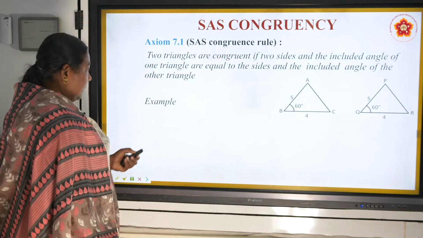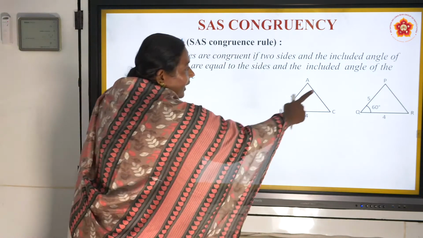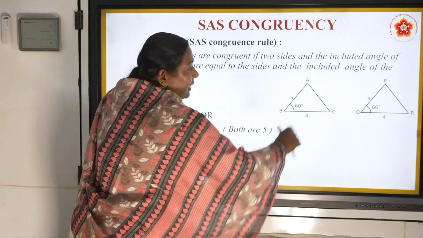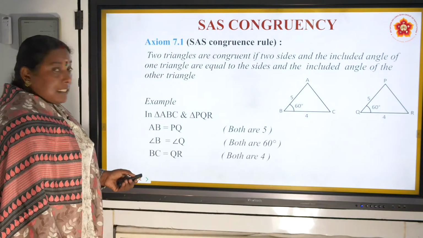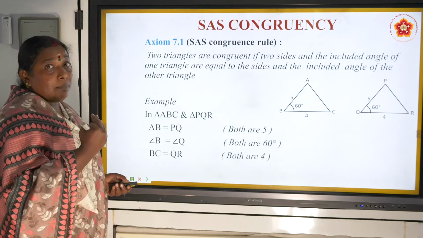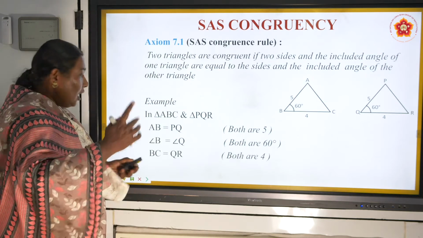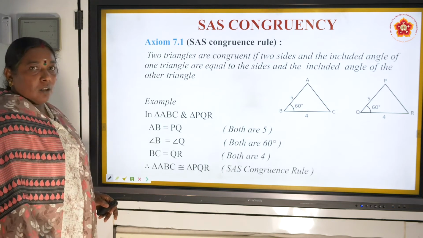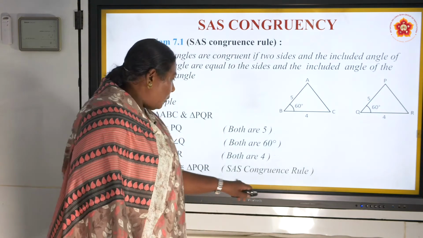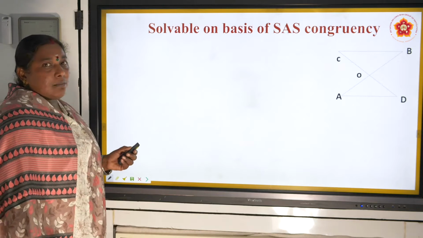Next, let us see an example. Here ABC and PQR are 2 triangles. In that AB is 5 and PQ also 5, BC is 4 and QR also 4, and angle B is 60, angle Q is 60. So as per our known rule, if 3 parts are equal in the 2 triangles, I can tell them as congruent. On what basis am I telling this? Side, angle, side. So SAS congruence rule. Next, let us see some problems on that.